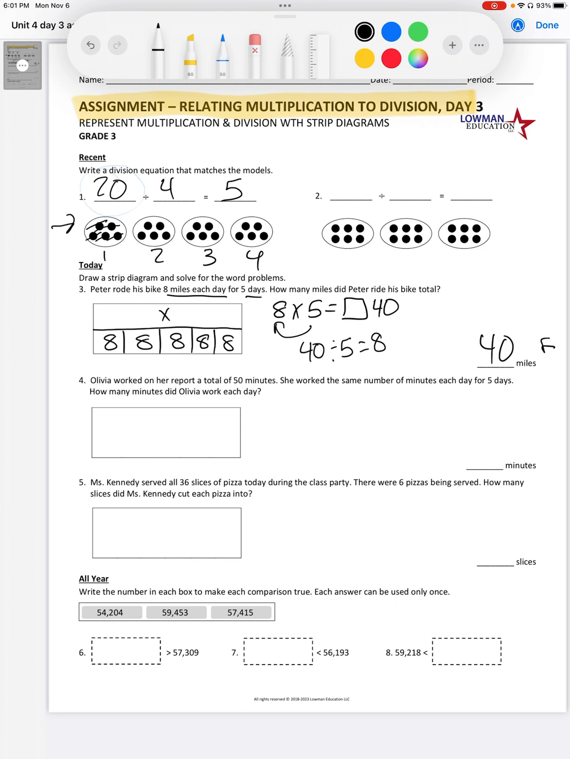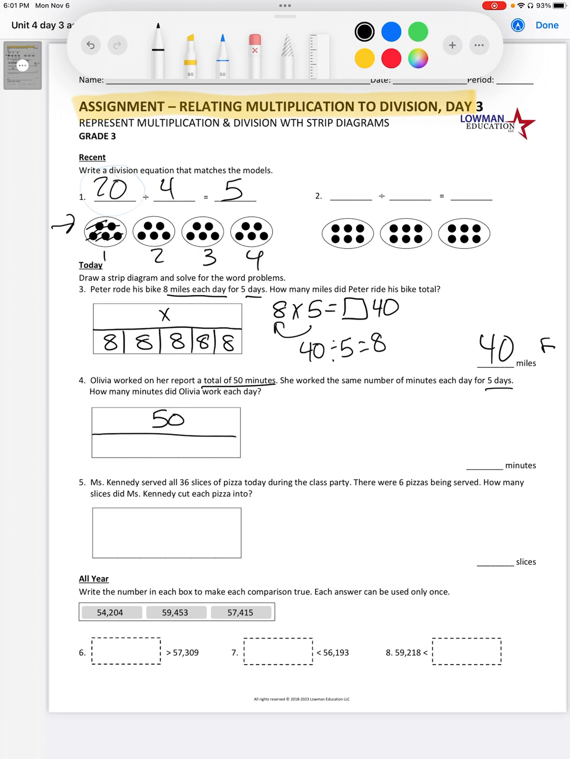Question 4 says Olivia worked on her report a total of 50 minutes. She worked the same number of minutes each day for 5 days. How many minutes did she work each day? So step 1, divide our strip diagram in half horizontally. The top is the total. Do I know a total number of minutes that she worked? Yes, I do. It tells me she worked a total of 50 minutes. That's going up top.